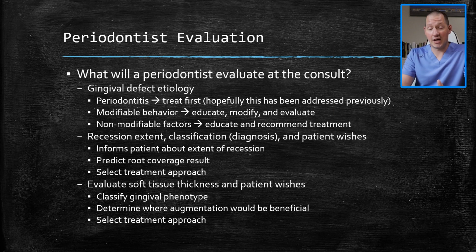And obviously I'm going to tell them about my treatment approach, what I recommend, whether maybe it's a connective tissue graft, maybe it's a coronally advanced flap, right? I'm going to tell them what the different treatment options are, and I'm going to select my treatment approach and tell them that. I'm also going to evaluate from a soft tissue thickness perspective. I'm going to evaluate their soft tissue thickness, and I'm also going to understand the patient wishes.